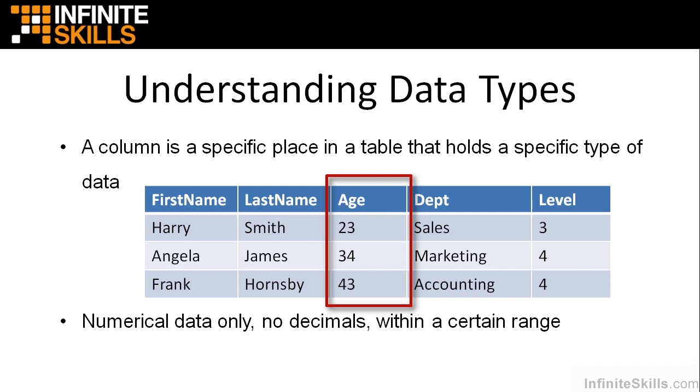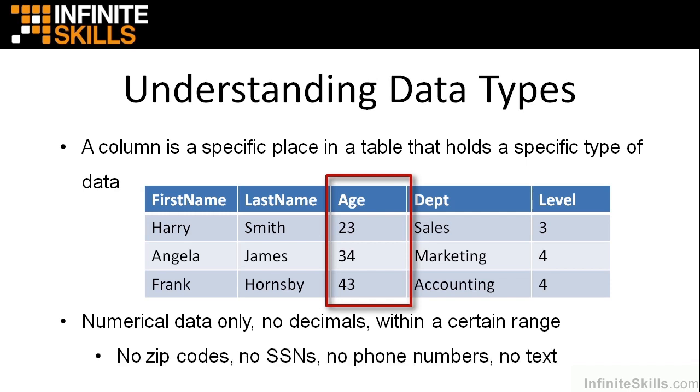So by using our data type, this is our first level of defense toward data integrity. It does kind of close the data down a little bit and limit it. Now, we don't want any zip codes, social security numbers, no phone numbers, no text, any of that stuff in here. So we're going to lock this down to a certain range or even a certain number of digits that can be put in here.